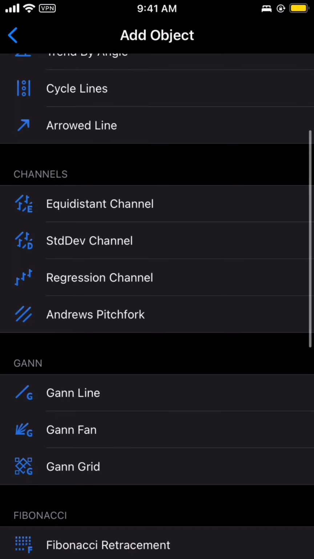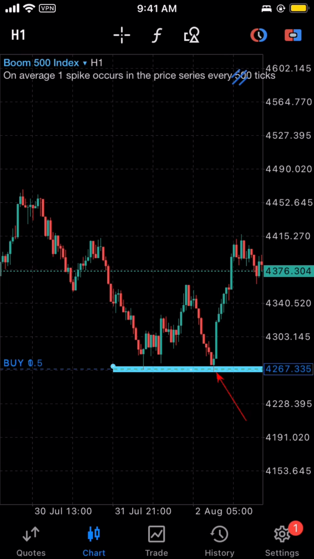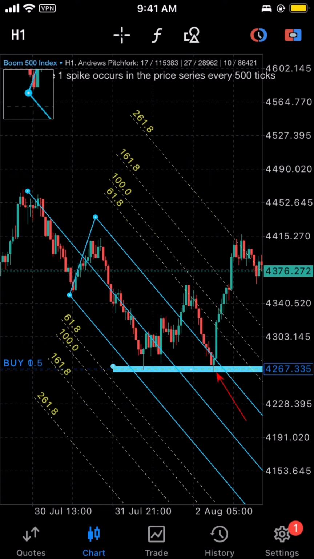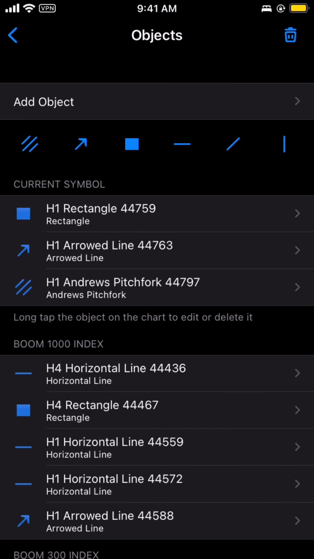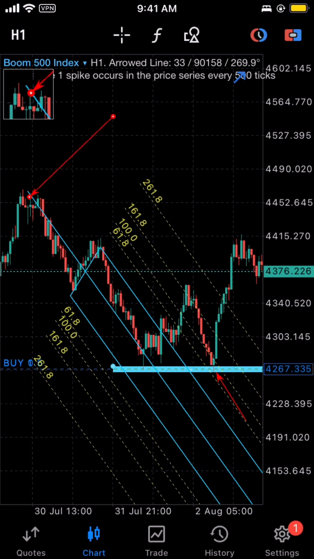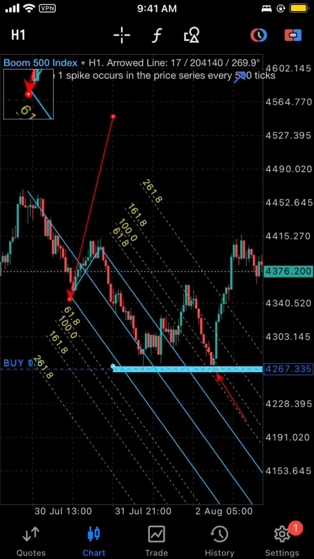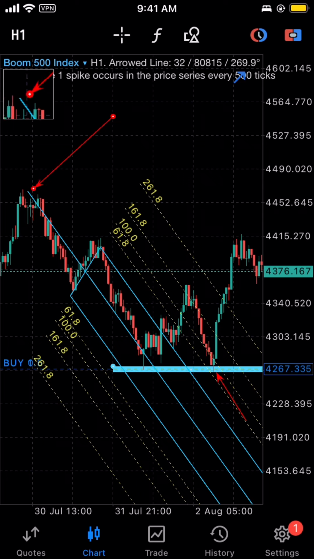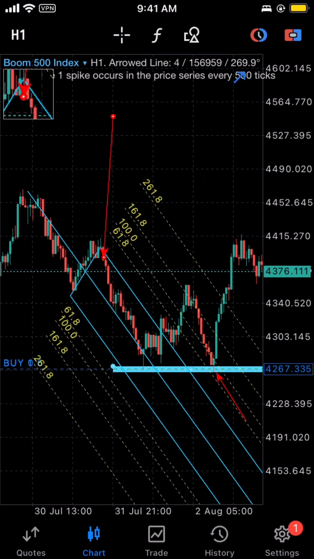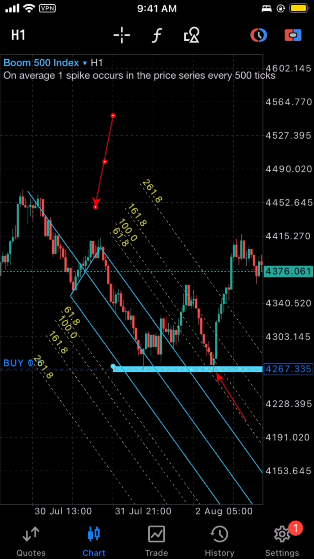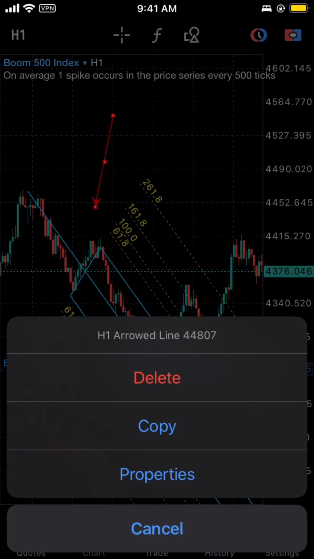I think I lost the Pitchfork. Yeah, Andrew's Pitchfork. So this one, you start with this point here and draw the fork like this. It is a channel. You start from the point where the market reversed its direction. Here again we have the second reversal and the third one. So the first reversal is the start of the Pitchfork, and the second and third reversals are the start of the fork arms. So the fork starts here.